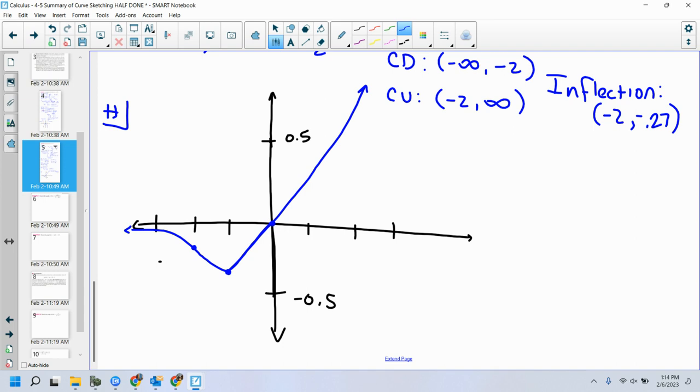Okay, so that's the graphing piece. There's one other thing that I want to talk about, and that is slant asymptotes, or what are called oblique asymptotes.